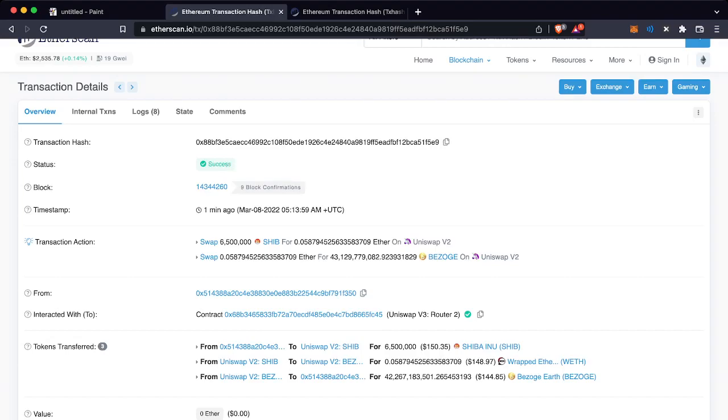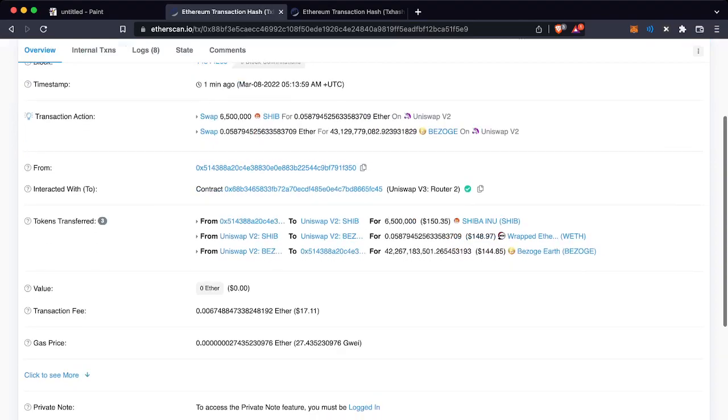The timestamp is how long ago the transaction was sent, not completed. The transaction action is what Etherscan thinks is going on. So it's swapping SHIB for Ether, and then swapping the Ether for Bezoge. That's pretty much all you really need to know, but I'm going to go a little bit further.